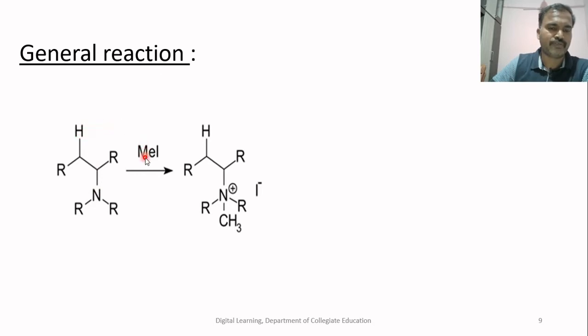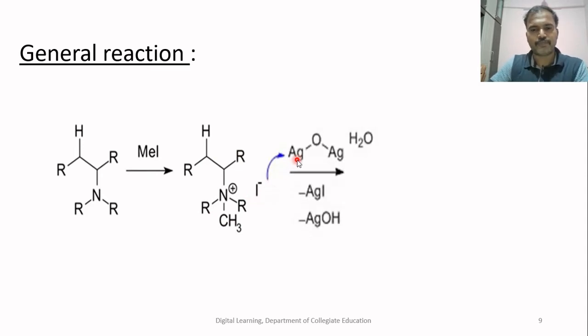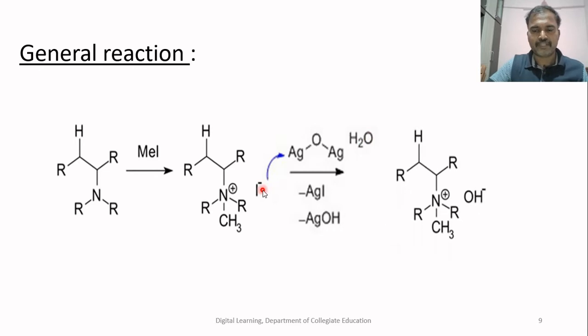When it is made to react with methyl iodide, it undergoes exhaustive methylation to give a quaternary ammonium iodide. When this quaternary ammonium iodide is made to react with silver oxide, the I- reacts with silver oxide and gets converted into silver iodide. It will get precipitated in the solution. The silver oxide so formed will deprotonate the water molecule as AgOH and give OH- ion. Thereby, the I- is replaced by OH-.